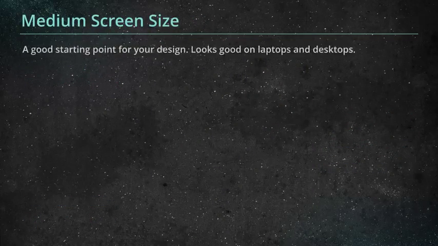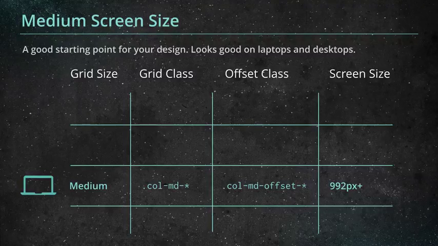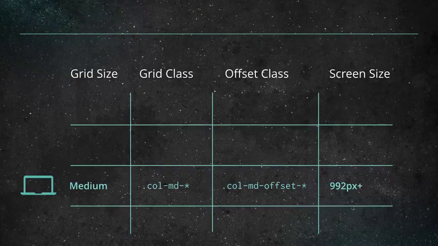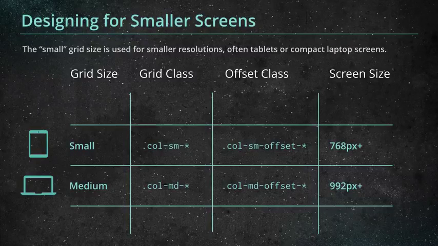So far, we have concentrated on getting our site looking great on medium-sized screens, things like laptops. To do that, we use that col-md-* class and the col-md-offset-* class. But these only work for screen sizes of 992 pixels and larger. For smaller resolutions like tablets and even compact laptop screens, there's another grid size we could be designing for, and that's called the small size. The small size uses similar classes to the ones we've worked with so far, except we replace the md part with the sm part. The small grid size will work for screen sizes of 768 pixels and above.